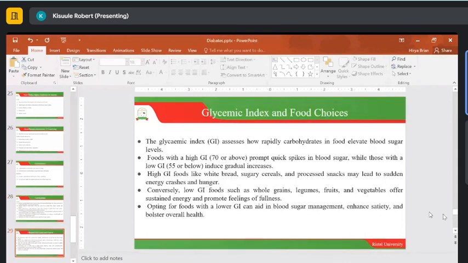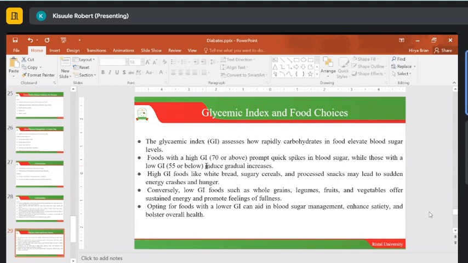And we're saying that glycemic index, we talked of this, assesses how rapidly carbohydrates in food elevate sugar levels. Foods with a high glycemic index of 70 or above prompt quick spikes. Conversely, the low glycemic index foods such as whole grains, legumes, fruits, and vegetables offer sustained energy and promote the feeling of fullness, because really this is more of a feedback mechanism.